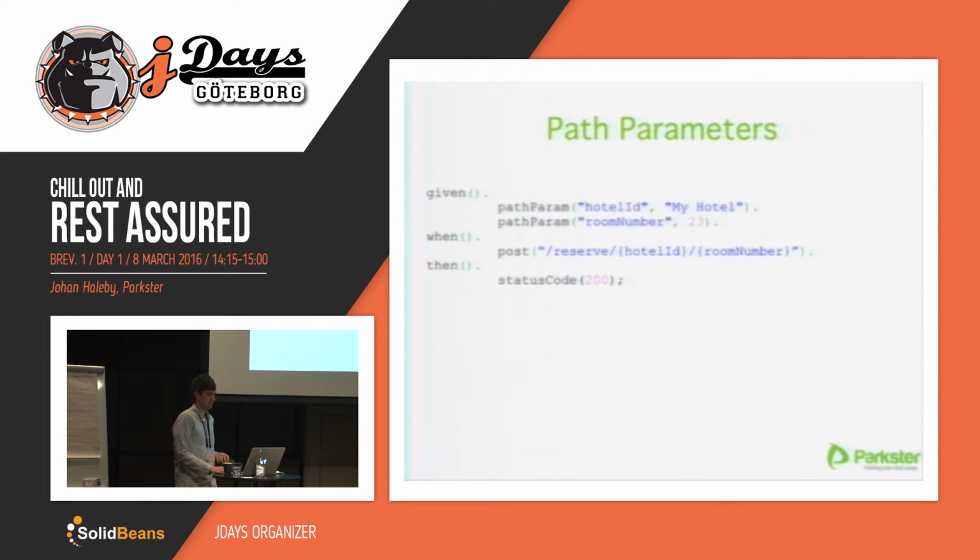And you can specify path parameters as well. You create this little template with brackets. This is so-called named path parameters, because we explicitly define the name here. We say that the hotel ID should be equal to my hotel, and room number should be 23. So hotel ID will be replaced with my hotel, and room number with 23. Kind of straightforward.